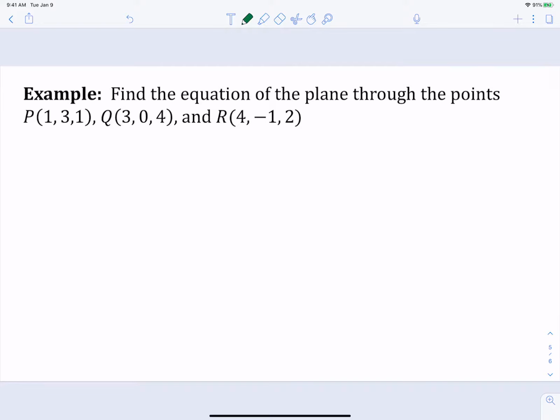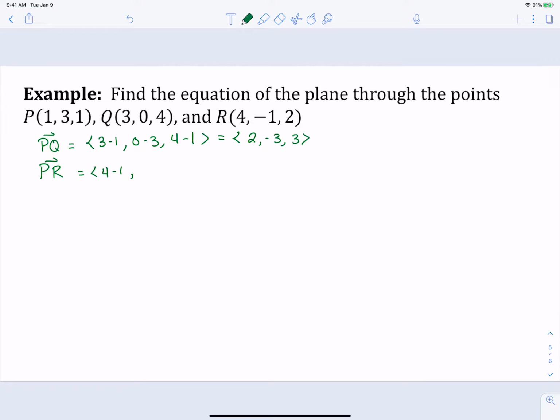Well, we can find perpendicular vectors. So if we take and create some vectors out of these points, so if we go from P to Q and make a vector, we can do that. That's taking, again, our component parts and subtracting them. So we're going to get 2, -3, and 3 for that first vector, and then we could go from P to R. You could go from Q to R, or R to Q, or R to P. You can do any combination of vectors that you want. It's up to you. You just need to make 2 vectors that are in your plane.